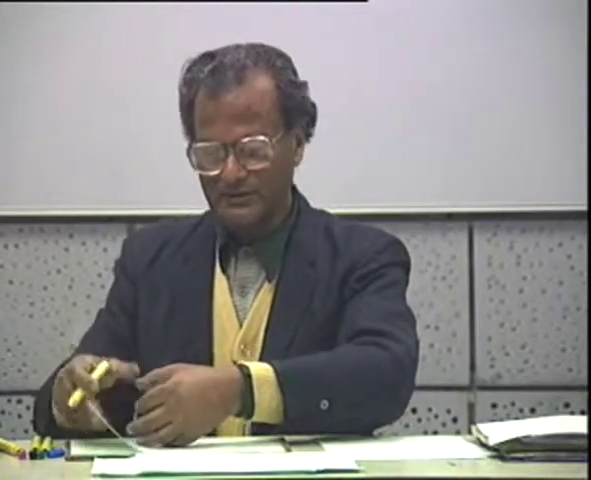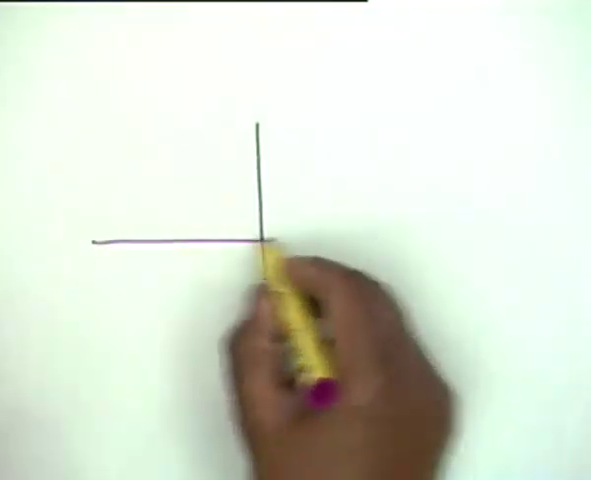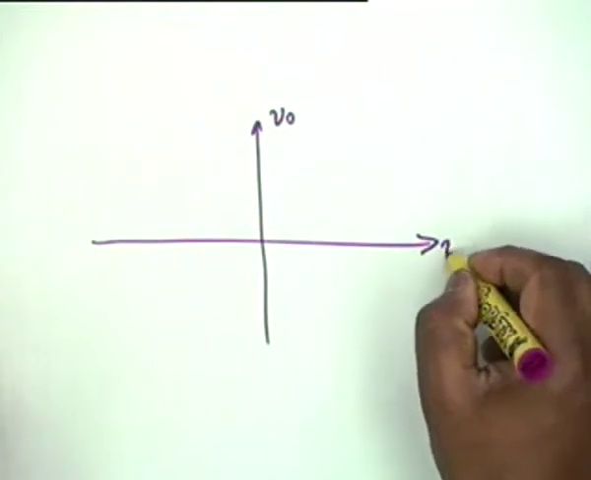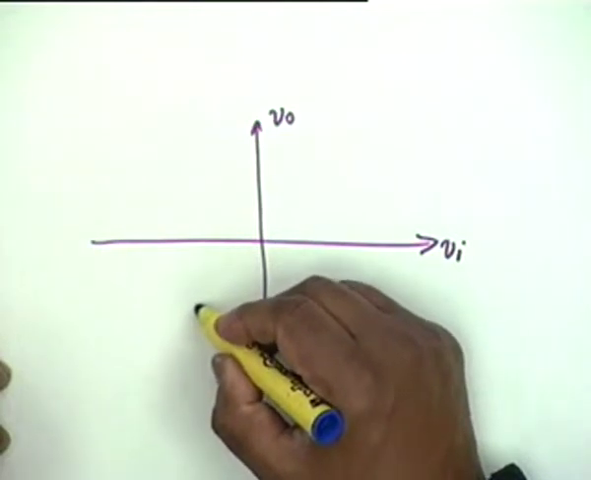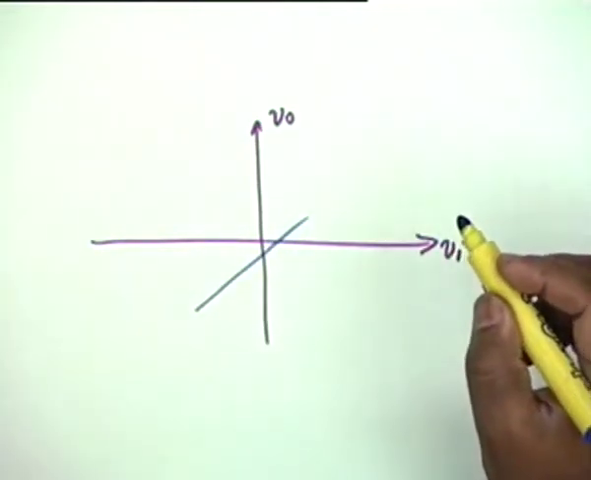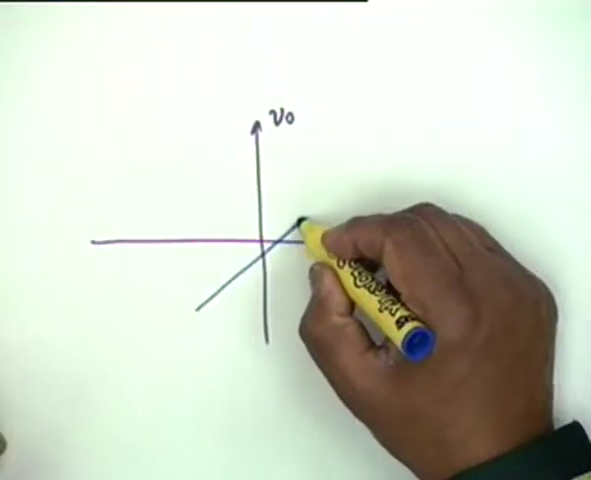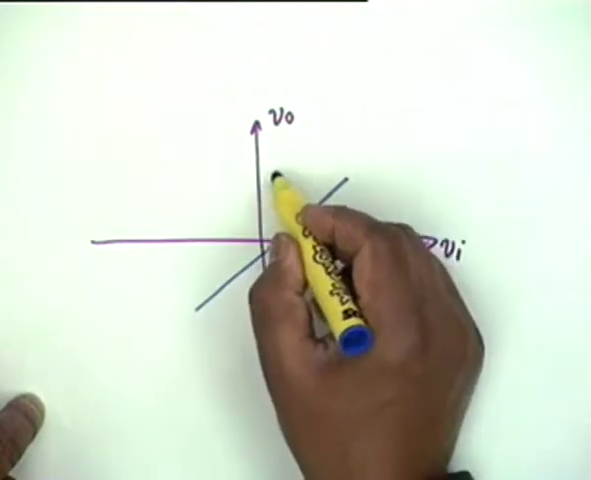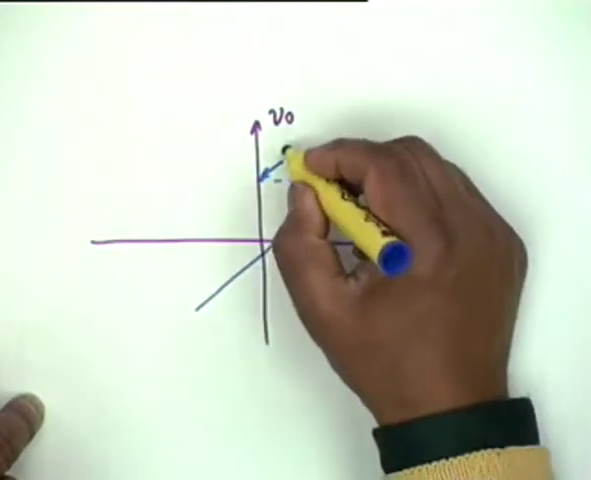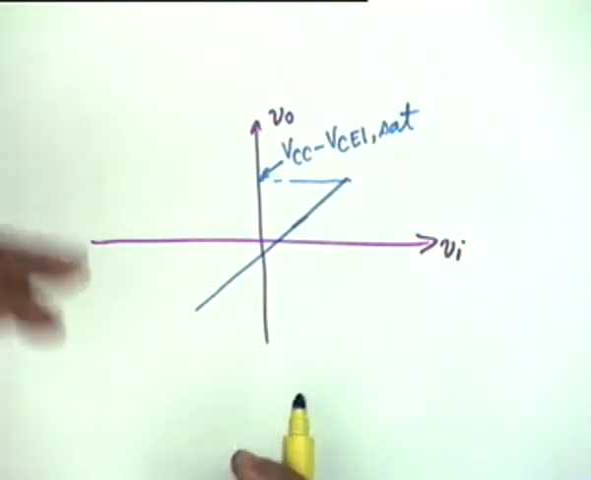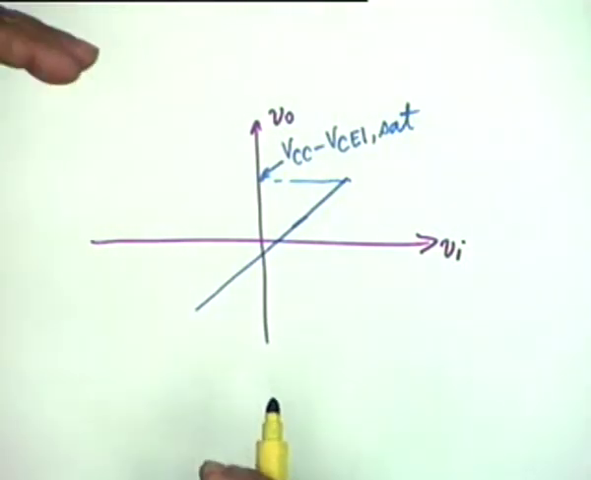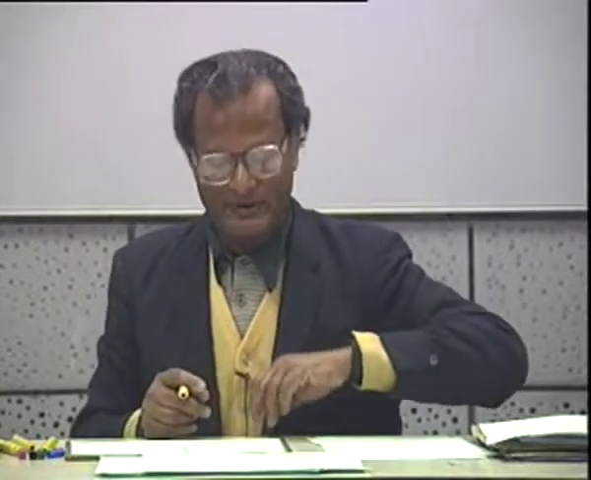that if we plot V0 versus Vi, well, we will have a plot like this. I am showing it as a straight line. It will not be a straight line because there is a logarithm involved. It is a transcendental equation, but it is very nearly a straight line. It is not exactly a straight line. While the upper limit is still set by VCC minus VCE1 set. The upper limit, the maximum positive value of V0, is still set by this.